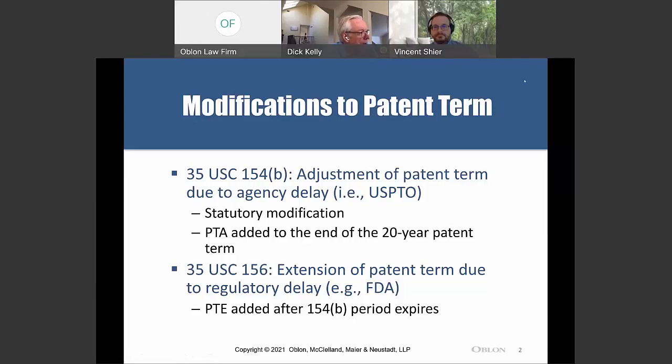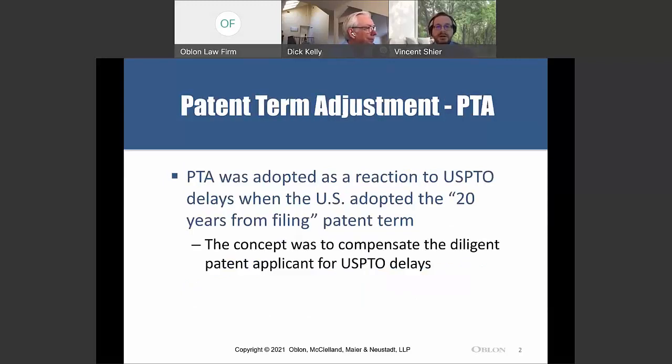So if someone wants to use the patent for some other purposes, once the patent's expired, they're free to do so. Also, if the approved indication is not approved until after the patent has expired, that approved indication is not covered in that extended term. Back to you, Vince. Thanks, Dick.